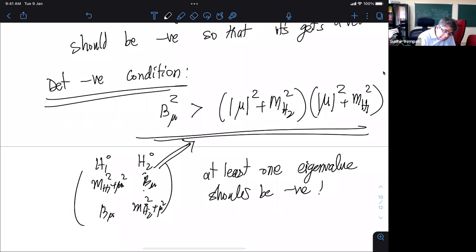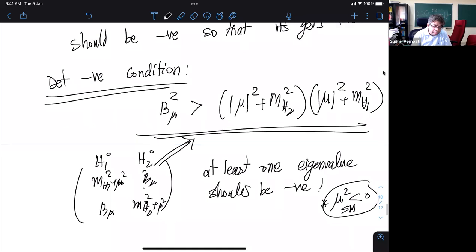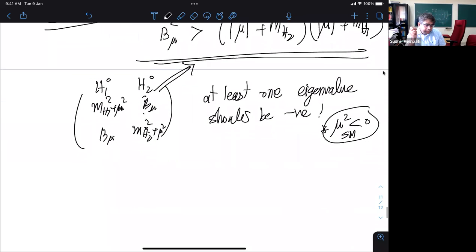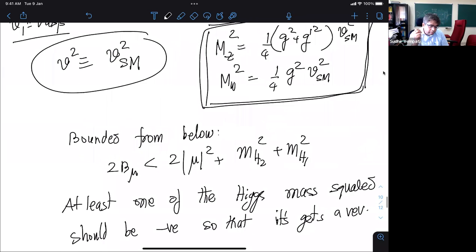In the standard model, this is equivalent to saying that mu square in the standard model should be negative. We put the condition that mu square SM should be negative. So that's equivalent to this condition essentially. With this, you have made sure that your potential is bounded from below.